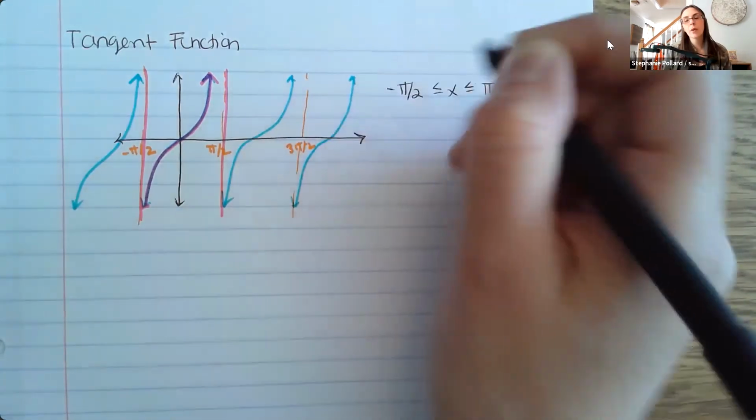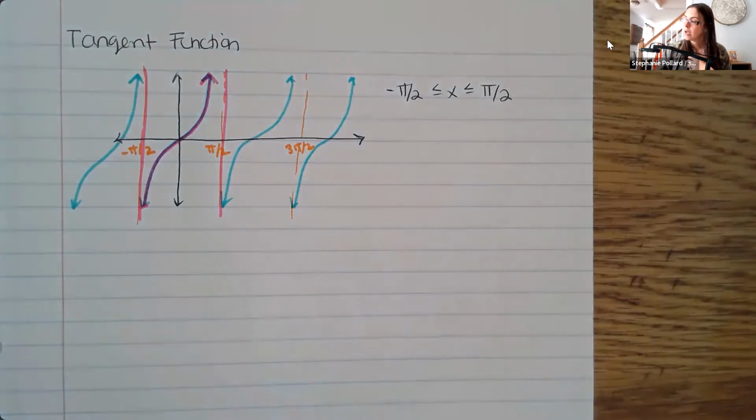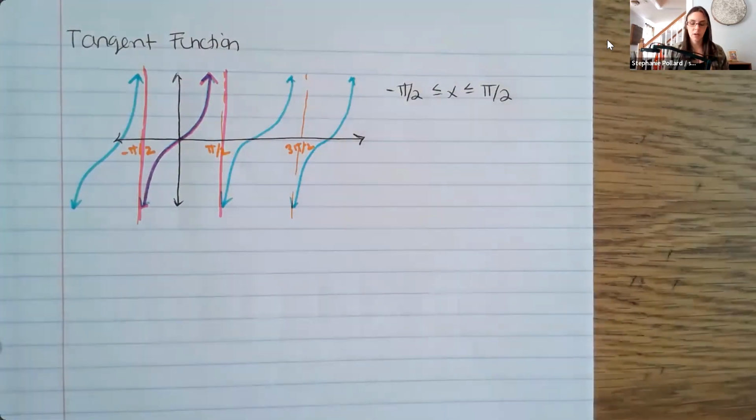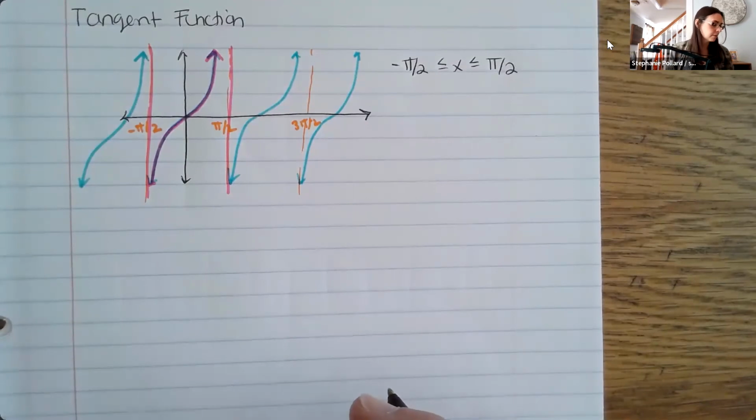So just be careful with your restrictions. Both sine and tangent, the original functions, are restricted between negative pi over 2 and pi over 2, but for cosine, we typically use 0 to pi instead, which we just saw. So again, you just want to be a little bit careful because you have slightly different restrictions there.